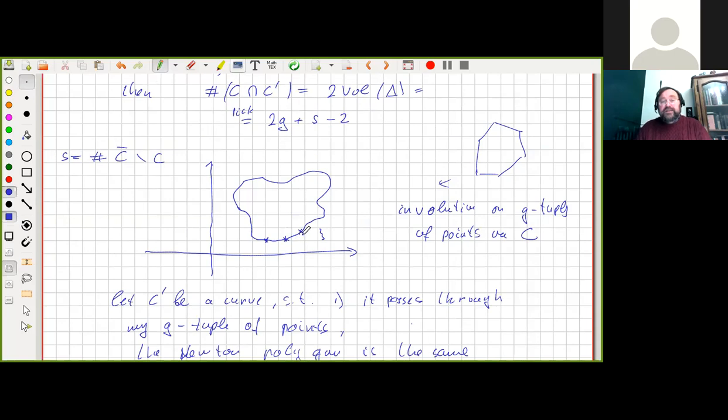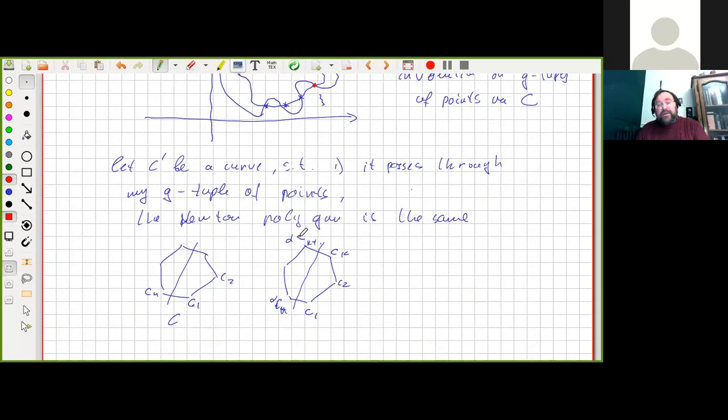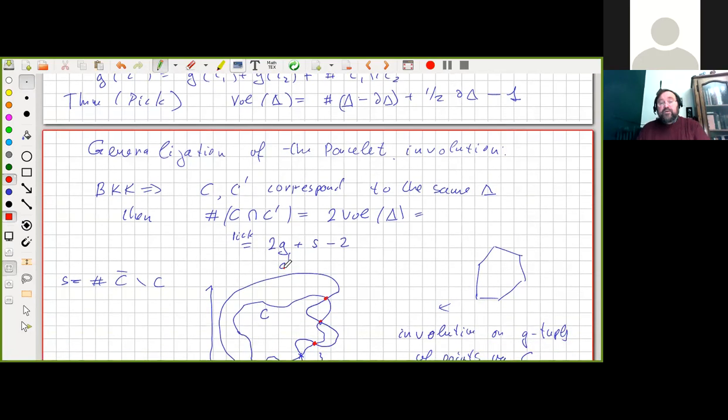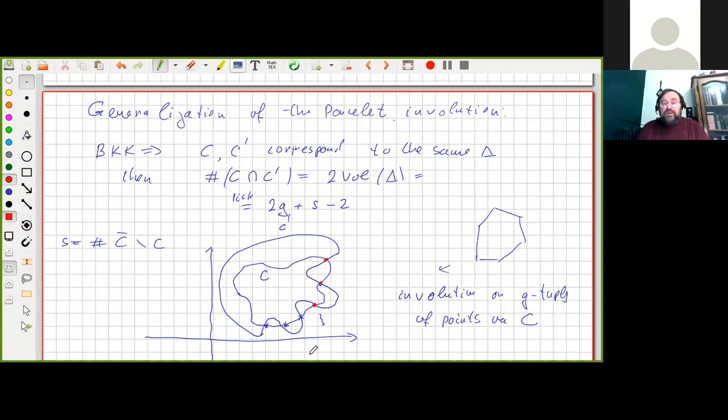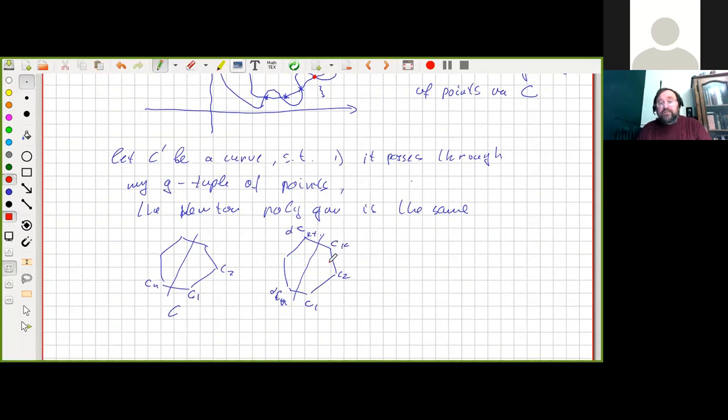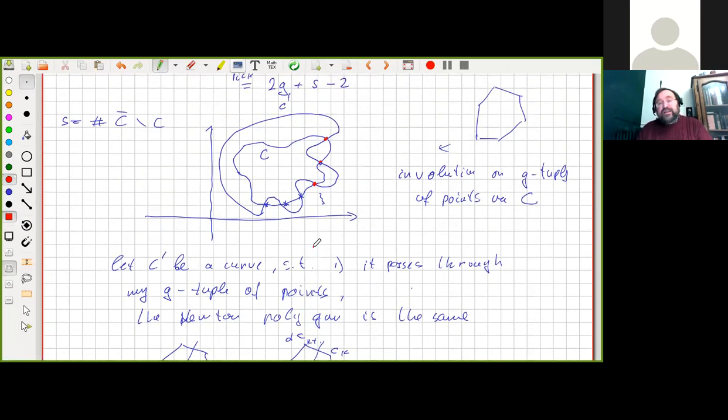And I claim that this curve, which I'll call C prime, intersects the first one exactly at g more points. So there are 2g intersection points. Why? Because according to this formula, the number of intersection points is 2g plus s minus 2. But the condition above ensured that these two curves intersect in exactly s minus 2 points at infinity, and exactly 2g points inside. So you take g points, you get another g points, and you return back.